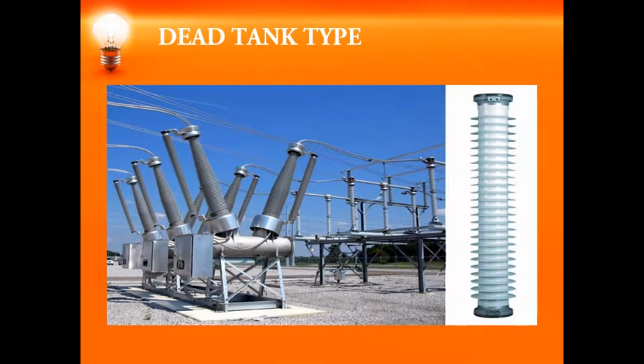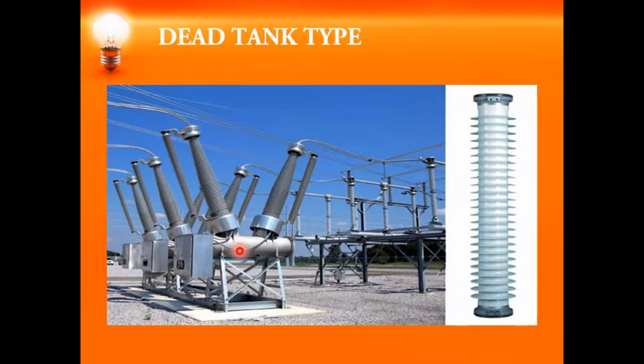The first picture that you see here is for a dead tank type. Here you can observe there is a tank on which you have the insulators. Inside this tank, the circuit breaker switching unit is located, and this metallic container is kept at ground potential or earth potential. So this is a dead tank type circuit breaker.